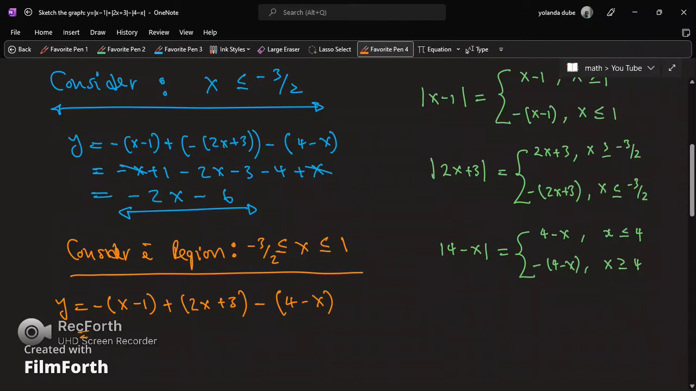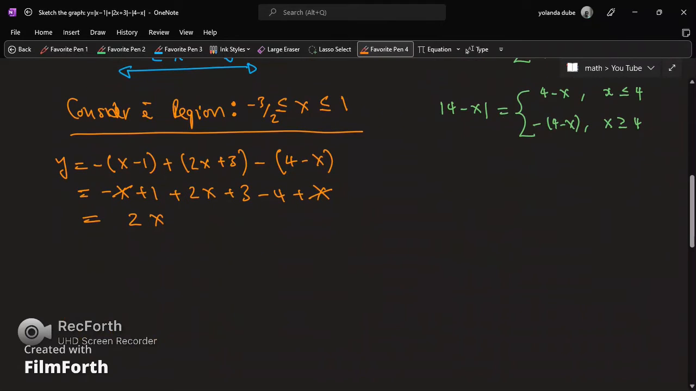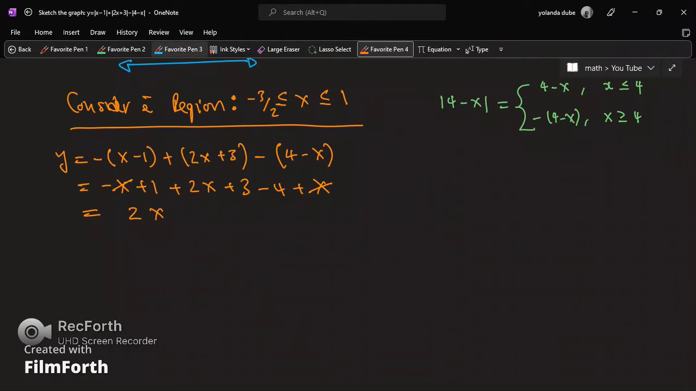So simplify here to x plus 2x plus 3 minus 4 plus x. So these cancel, so we remain only with positive 2x, then 3 plus 1 is 4 minus 4. So the function is described simply by that. You see. So the next thing that we want to do is to consider the next region now.